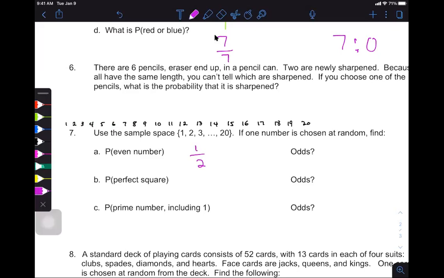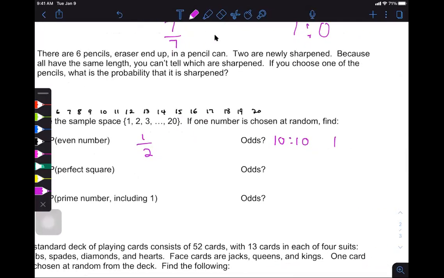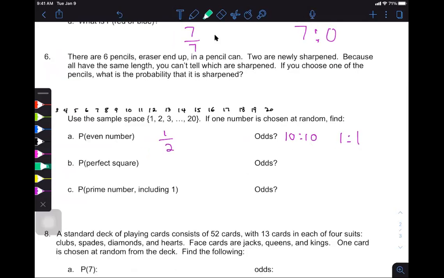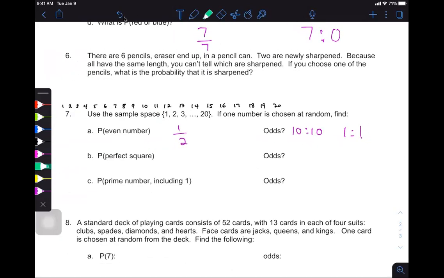Riley, what are the odds going to be if the event is 1/2 probability? 10 to 10. 10 to 10, good. Or remember, because it reduces as well, 1 to 1, good. Yeah, so if you had that final answer of 1/2, there'd be 1 success to 1 failure to make up the total of 2. Now we're going to look at perfect squares.